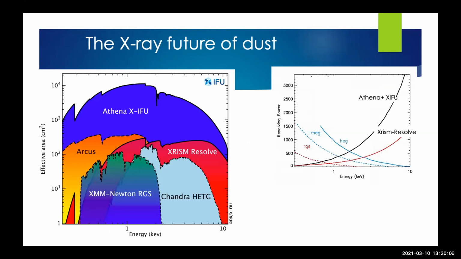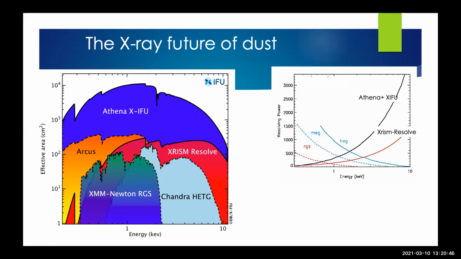So here on the left-hand side, you have an effective area plot that I'm sure you're all familiar with. So at the bottom, we have the usual suspects, XMM and Chandra. And we see that we will increase the effective area, especially above 2 keV, with XRISM and Athena. And on the other side, if hopefully Arcus will be accepted, we will explore all the softer energy range.